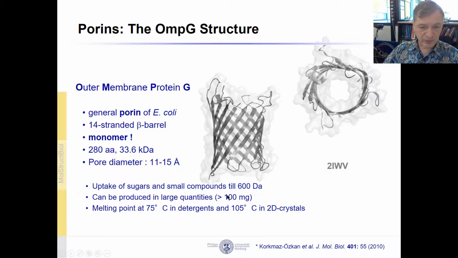So we produce this protein in very large quantities for chemical work. It's pretty stable. You see this protein at 75 degrees Celsius in detergents, 105 degrees Celsius in 2D crystals. That is not unusual for beta barrel proteins. Many beta barrel proteins, because of this rigid architecture, are very stable, which cannot be said about the alpha helical ones.